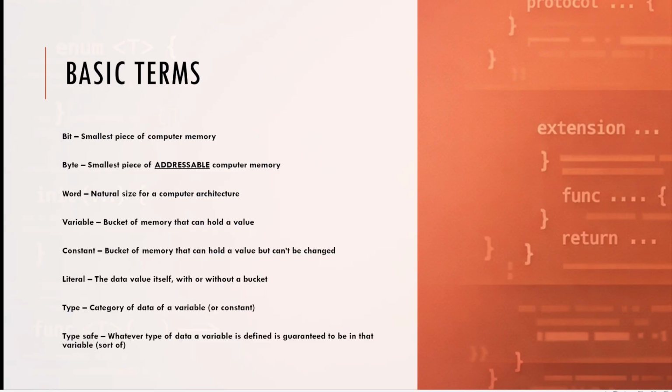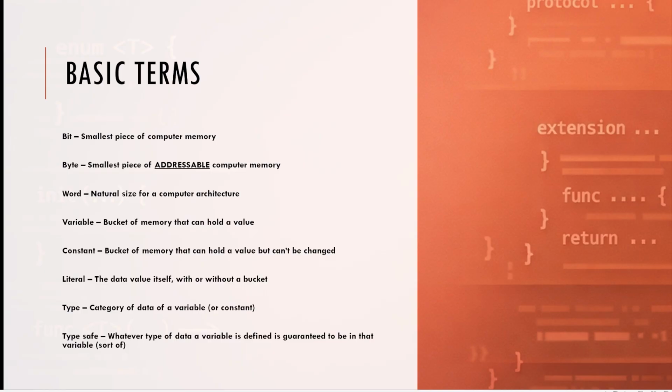A byte consists of 8 bits, and when I say addressable, it might not be addressable in this language like it is in others. It is still the smallest piece that you can actually deal with without going through some special hoops, basically. The next thing is the word.